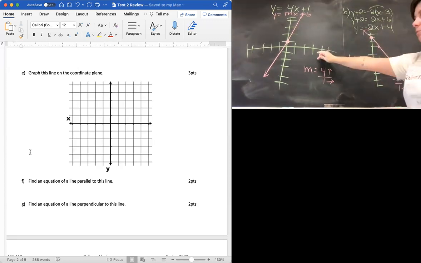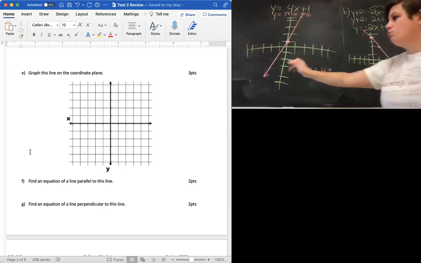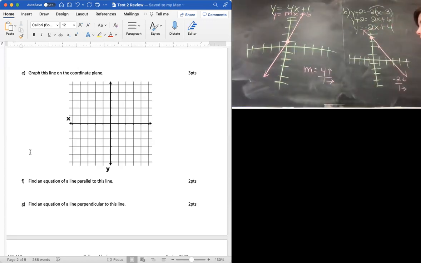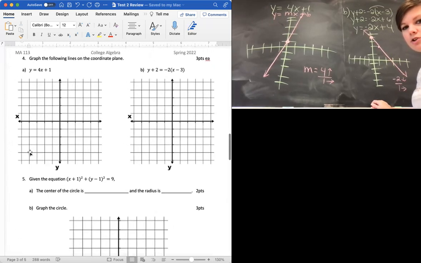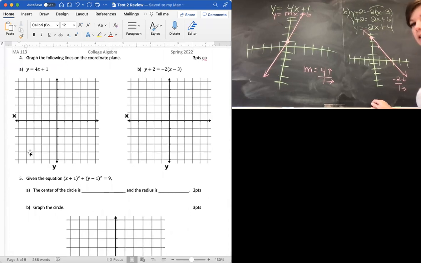Remember, positive slopes, like our first example, rise as you go from left to right. Negative slopes, like this example, fall as you move from left to right. So those are quick ways to double check your answers and make sure that you are doing them correctly, just as a quick view.